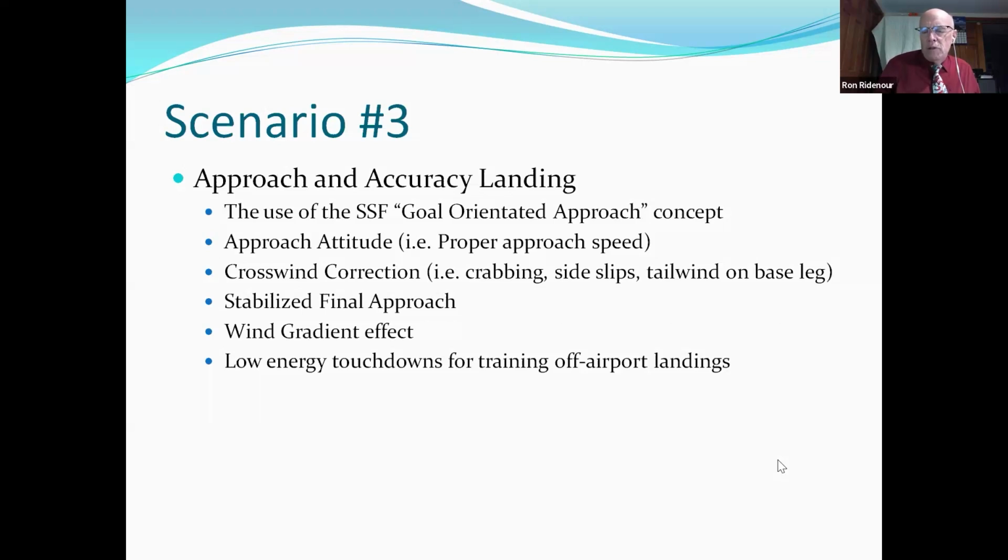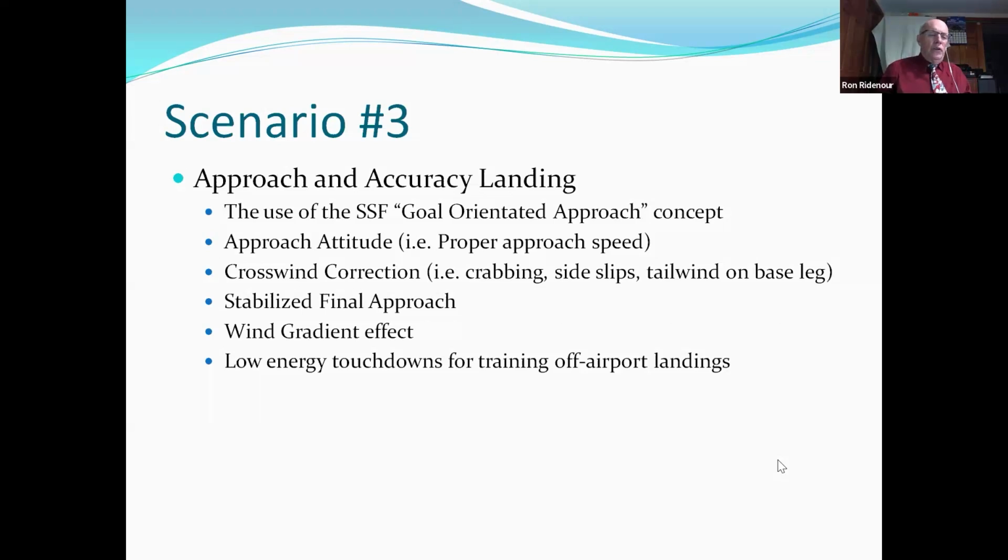And at the same token, if you're too high on base leg, maybe adjust the pattern out a little bit farther so that you fly out away from the runway a little bit while you are on base leg. The approach pitch attitude.